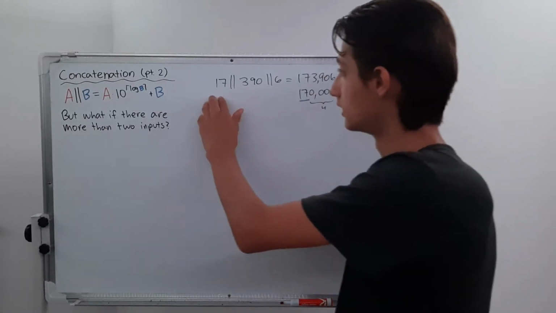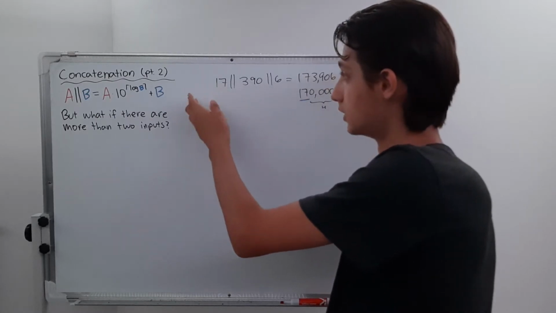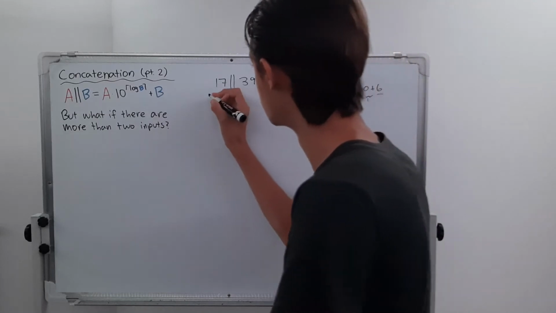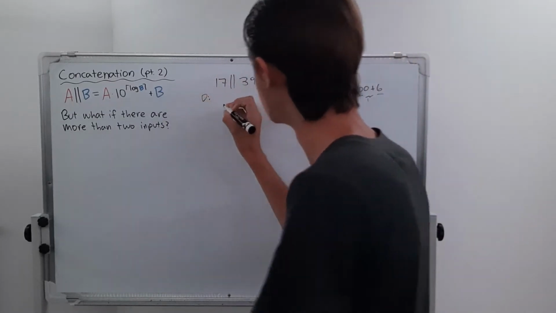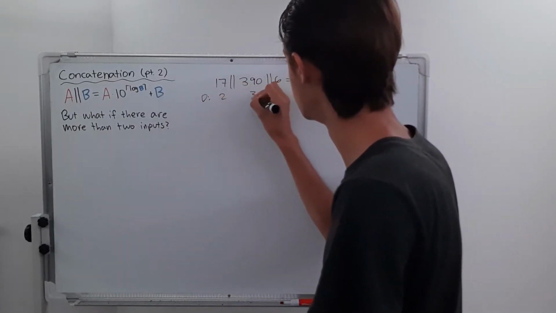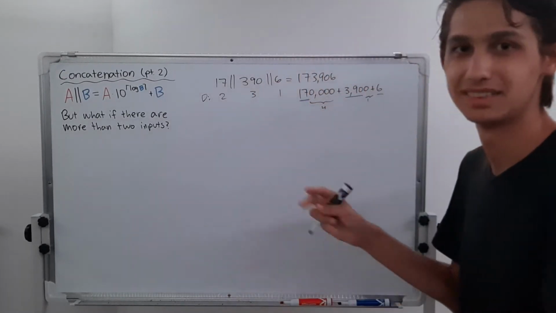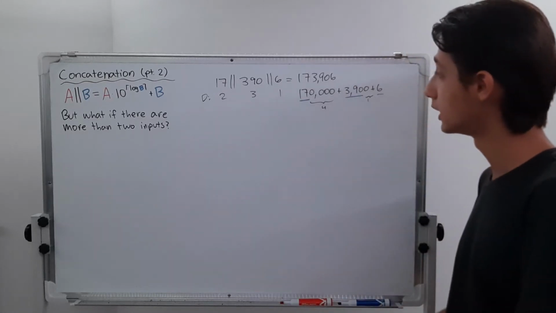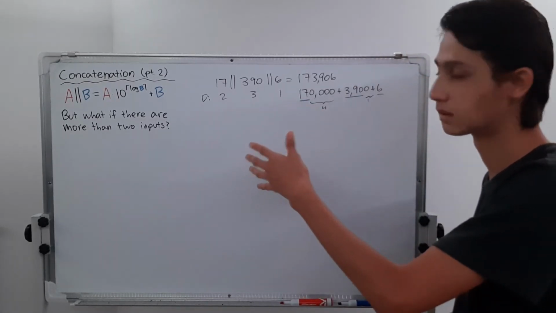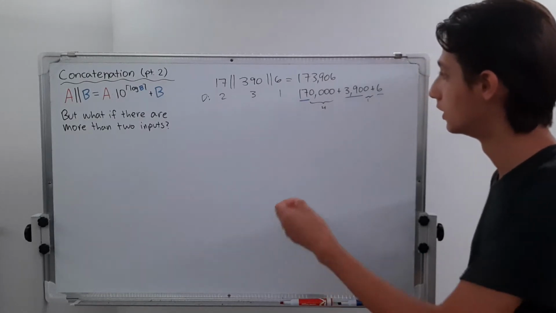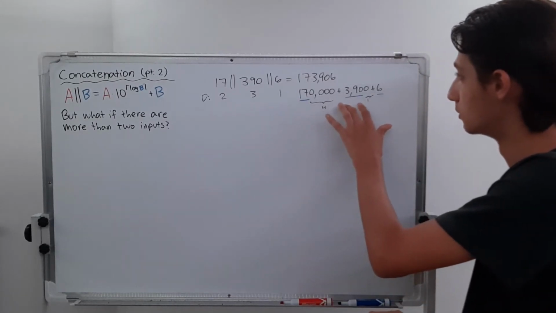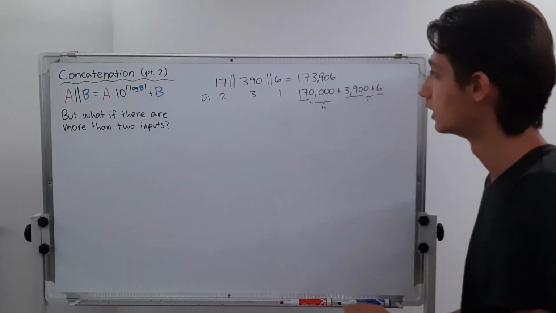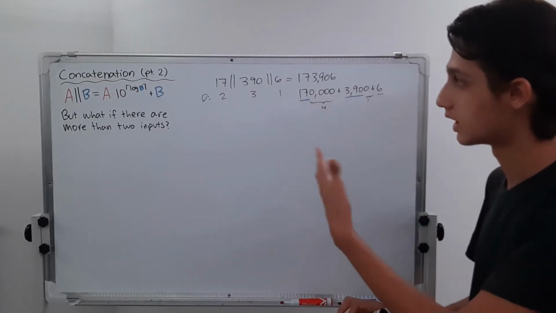So 10 to the ceiling of log of 17 is going to give us 2, because it has 2 digits. I'll just put d here. So we have 2, 3, and 1. You can test that out for yourself, and you'll see that it works. So basically we're going to use that to help us out. The 4 comes from these two numbers, which is 4 digits. So let's use that.